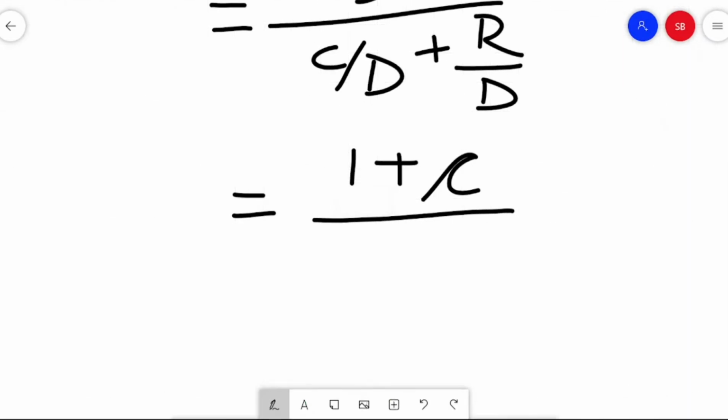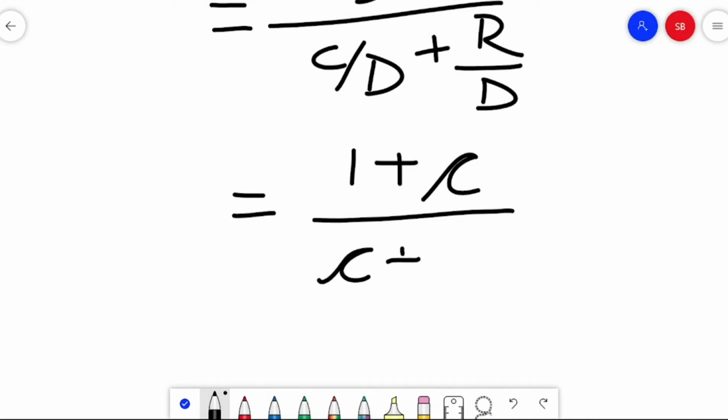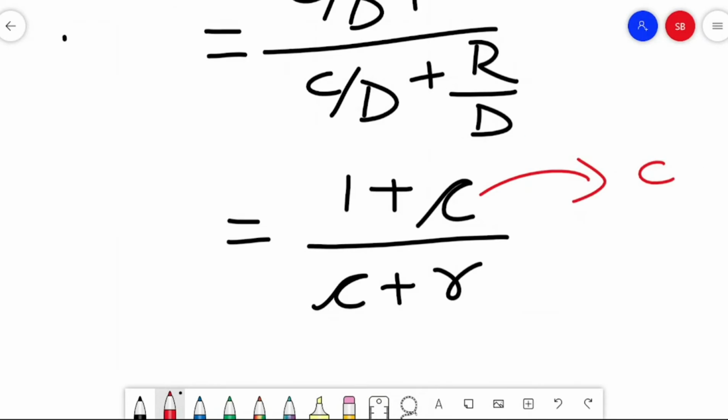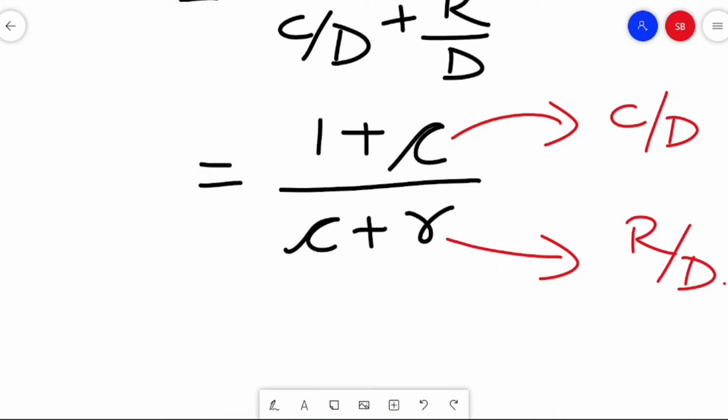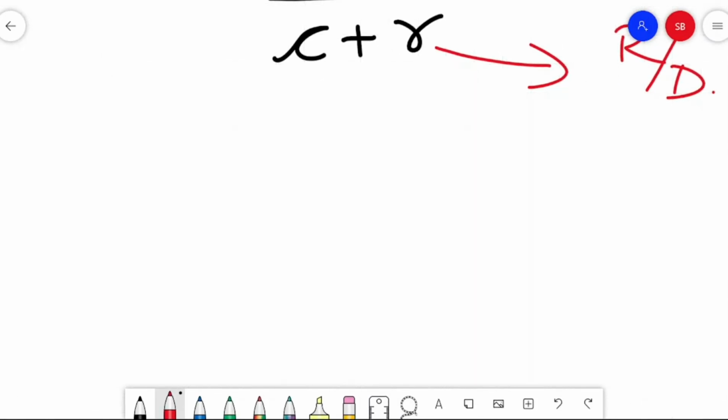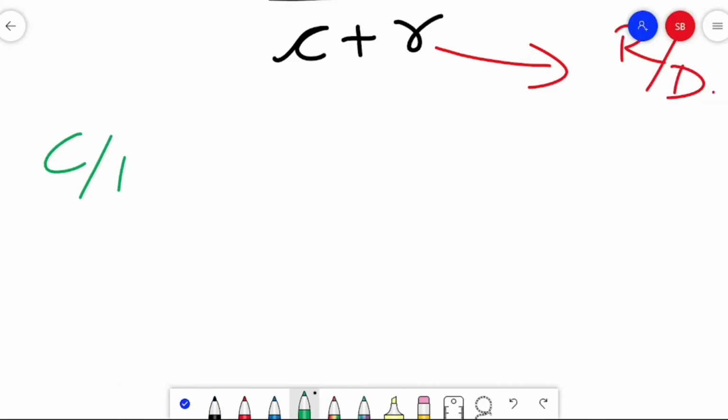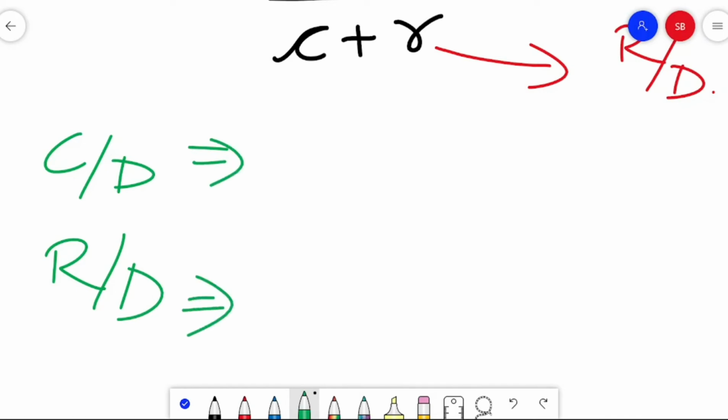The ratios, basically, I'm writing in the form of small letters. Here C by D is the small c, and this small r is nothing but R by D. Now, what do C by D and R by D imply? This is very important to understand, so now we are moving further to some of the concepts.